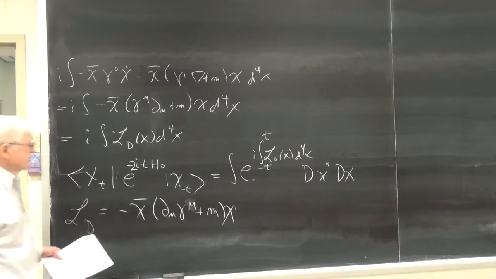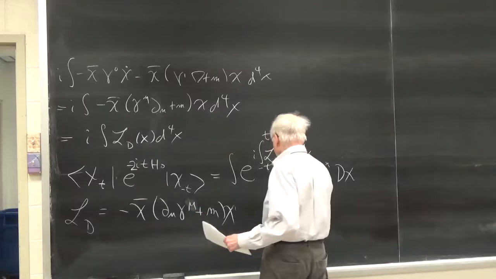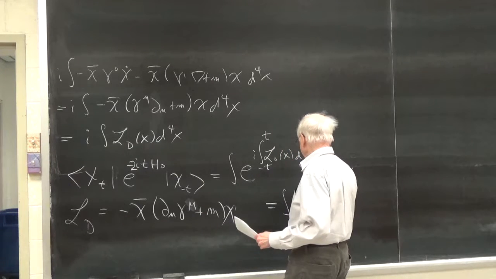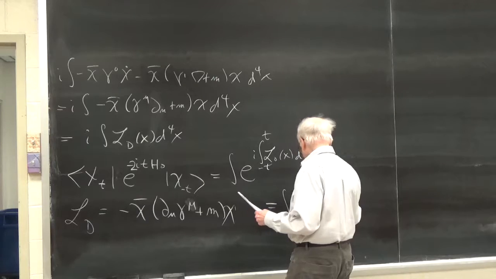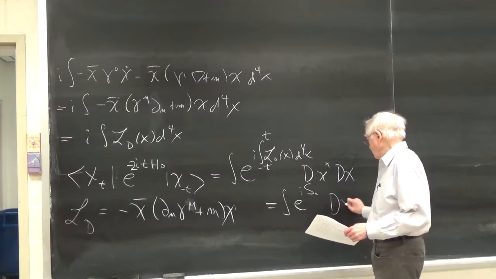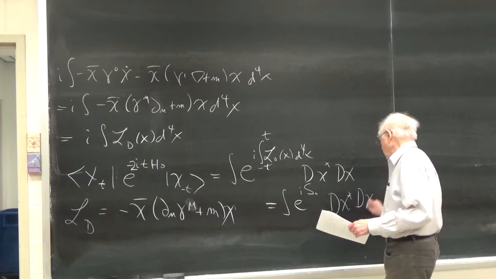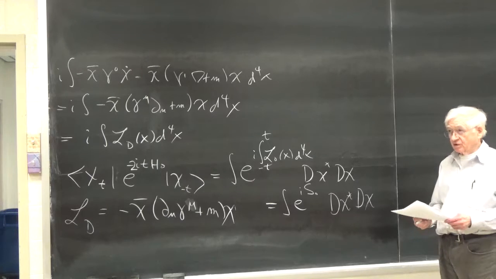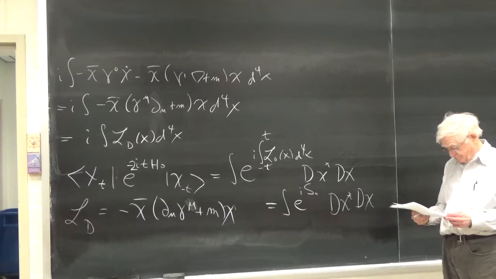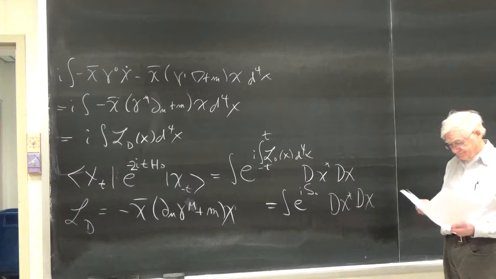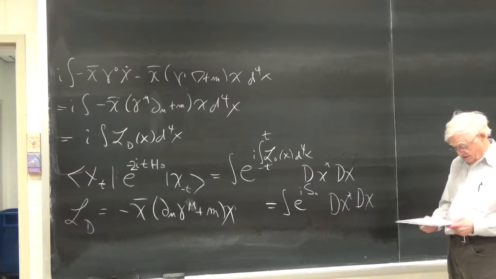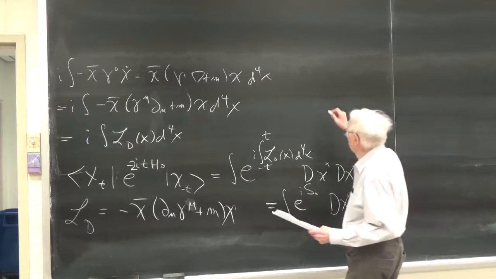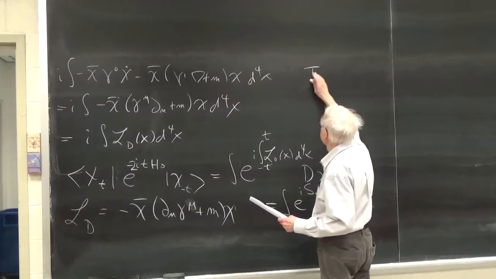Okay, so this, and of course this is then the same thing. This is what Feynman wrote down as the basic path integral formula. This is the purely fermionic case. Now, the next step is to go to time-ordered products.